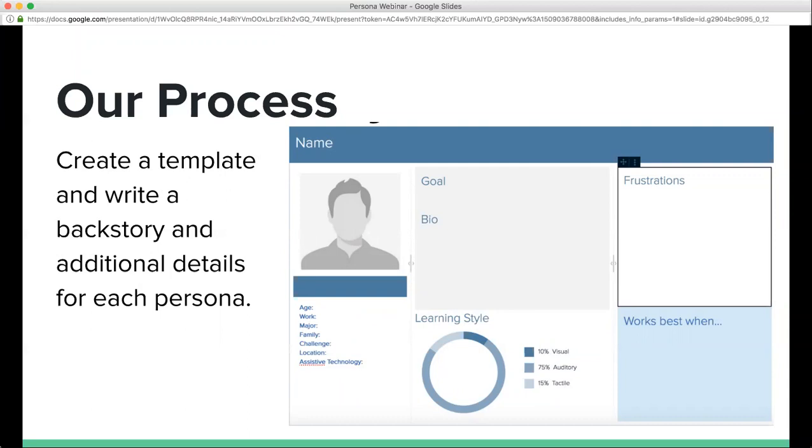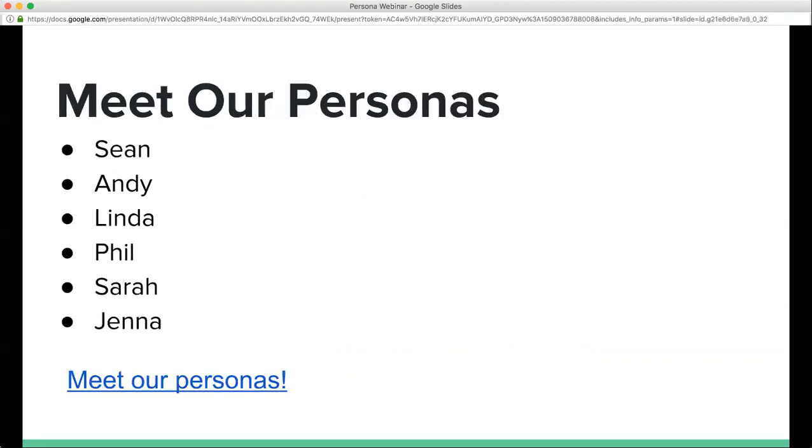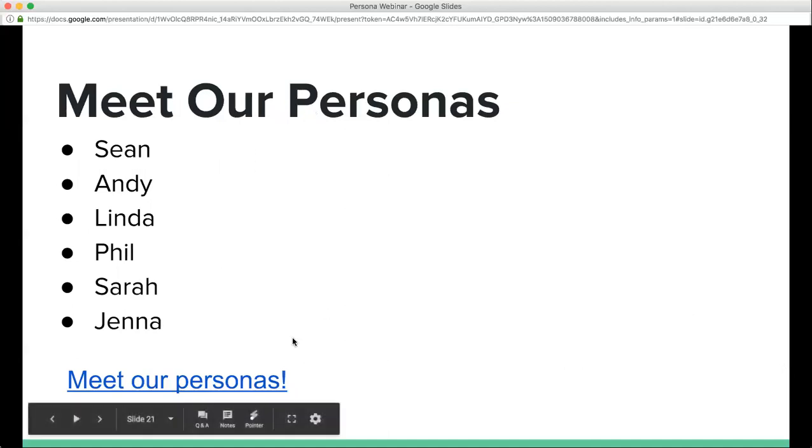Below that we have their learning styles, and then on the right-hand side we'll have a list of their frustrations and what we call works best when, which are really two ways of saying similar things: things in online courses that can be done wrong, that are roadblocks for them, and then things that really help them work best and create a really good learning environment for them. Finally, we reviewed and sought feedback and revised and repeated this process, made sure we had all our copyright concerns out of the way, until we ended up with 6 different personas that the whole group was pretty happy with. So now we're just going to take you through each of these personas.